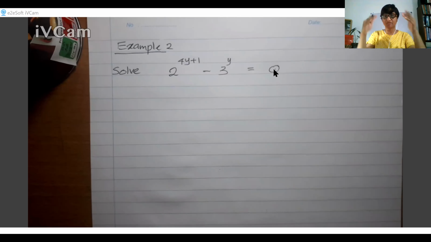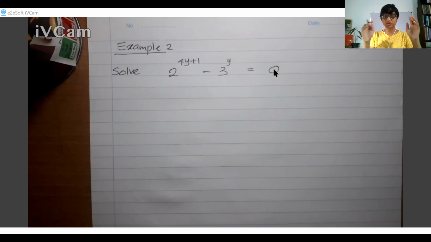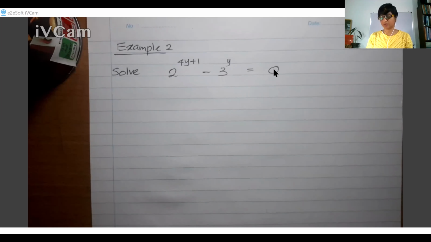We have two exponential form terms, and in both terms you have y in the exponent. Now we are going to use that second method here. What do you think we can do? Can we straight away just take log on both sides here, or should we do a little rearranging before we do that? Let's try out things, okay? What do you think we should do here? So you have 2 to the power of 4y plus 1. There is a y there in the exponent. And then minus, again, 3 to the power of y.